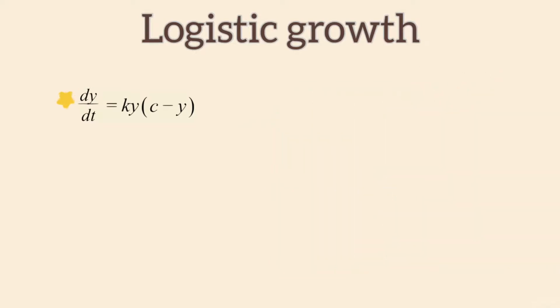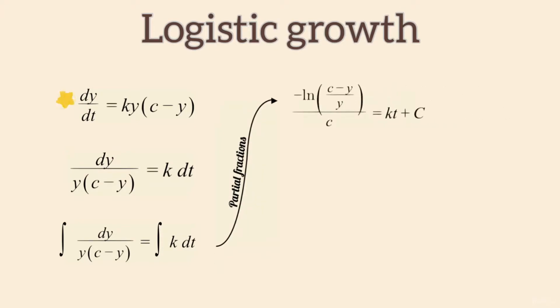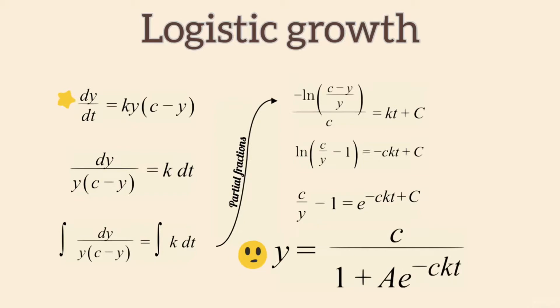So now let's find y as a function of time. First, separate the variables, integrate both sides, then using partial fractions that we took last lesson, find the integral. After several simplifications, we get this boring integration, right? Let's take a question.